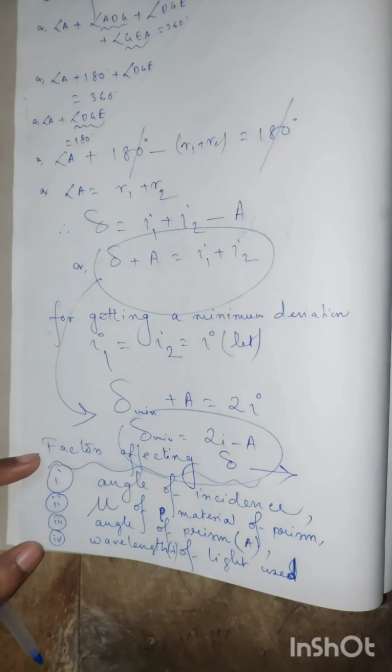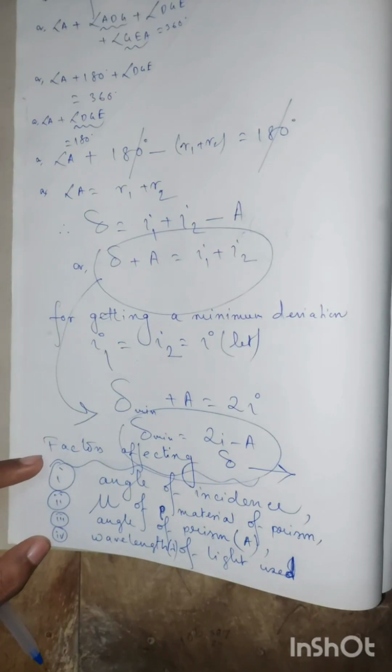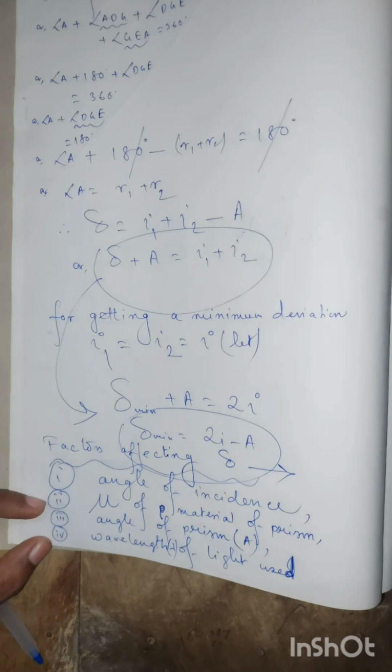So you can see I have written the factors that can affect delta. Number 1, the angle of incidence. Number 2, the refractive index of the material of the prism. Number 3, angle of prism. And number 4, wavelength of light used. Now we are going to elaborate on it a bit.